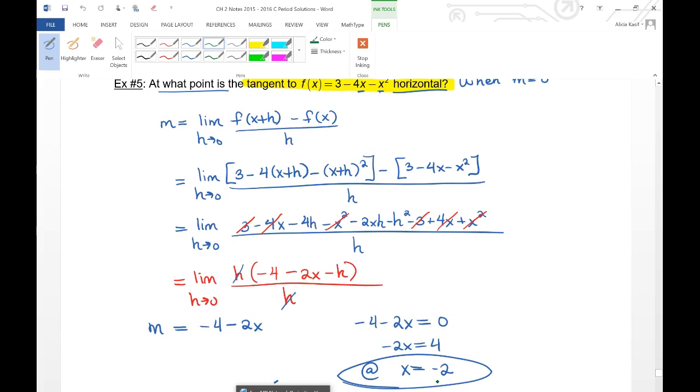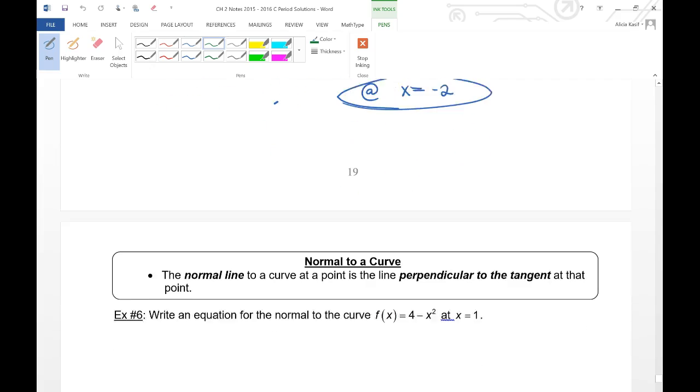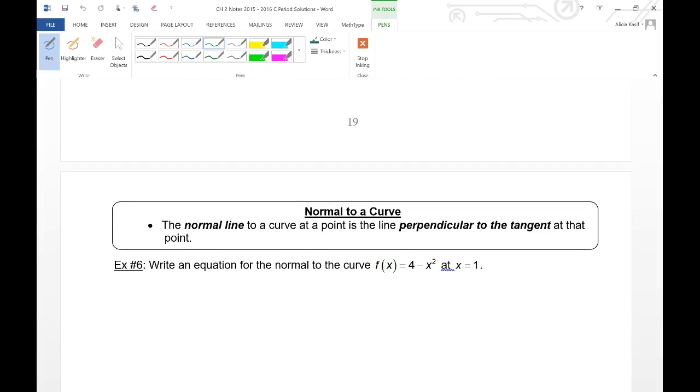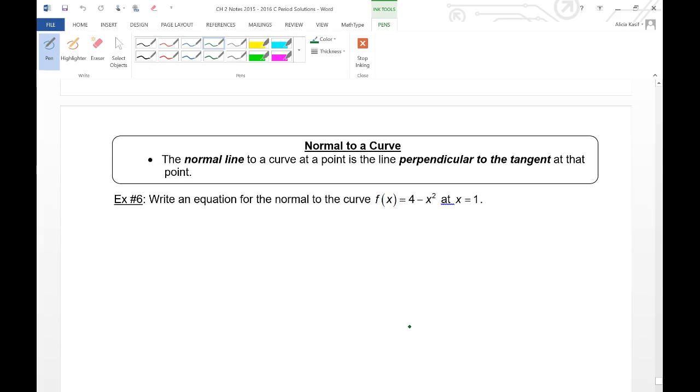All right. There were a number of problems on the homework, I believe, where you had to find where it was horizontal. I'm pretty sure. Okay, so we'll be able to look at some of those. All right, so let's look at the last page, page 20.